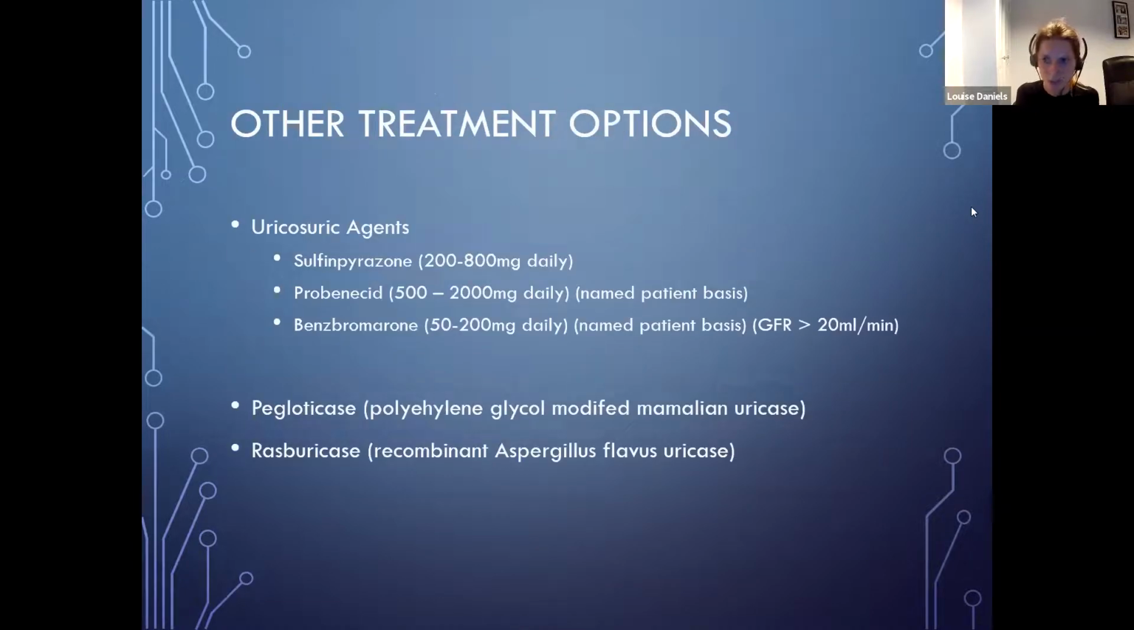There are other treatment options available should allopurinol and febuxostat fail. I don't think these are used readily in primary care, so I wasn't planning on spending a lot of time on them, but just to make you aware that they exist. So these are agents that increase the urinary excretion of uric acid, such as sulfinpyrazone, probenecid, benzbromarone, some of which are only available on a named patient basis. So that's going to be through secondary care. And then pegloticase and rasburicase, just to be aware that they exist.